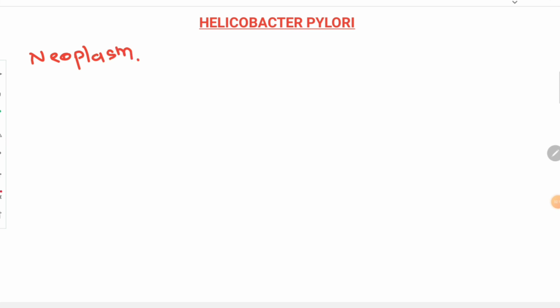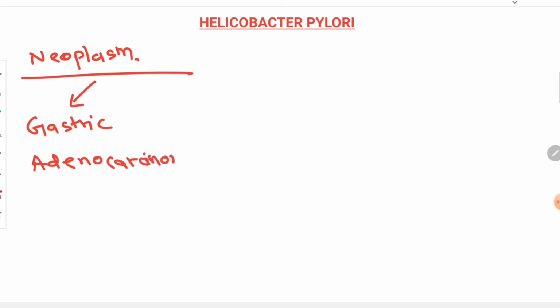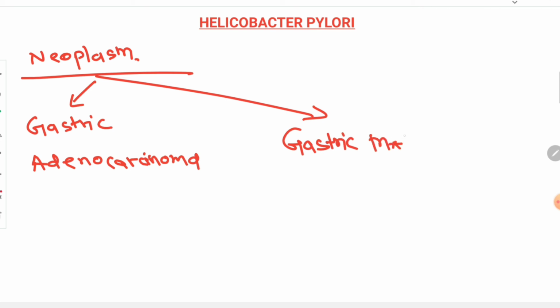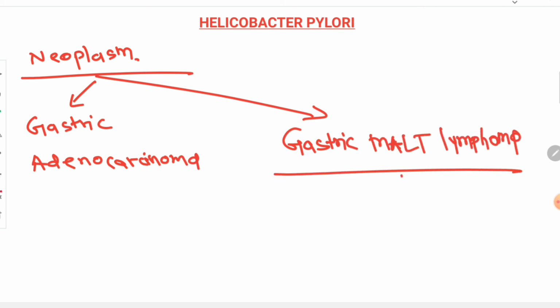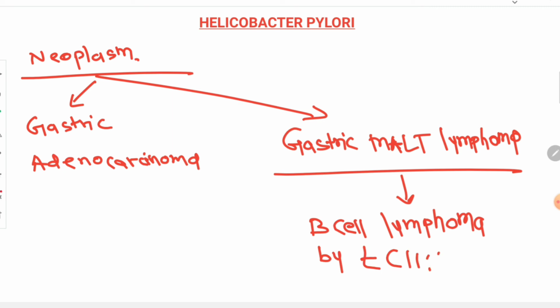Alright, now let's understand about the Helicobacter pylori bacteria. So it can lead to development of gastric adenocarcinoma or development of gastric MALT lymphoma, which is a B cell lymphoma, gastric MALToma, right? Mucosa associated lymphoid tissue lymphoma. It's a B cell lymphoma, and here the translocation is of t(11;18).